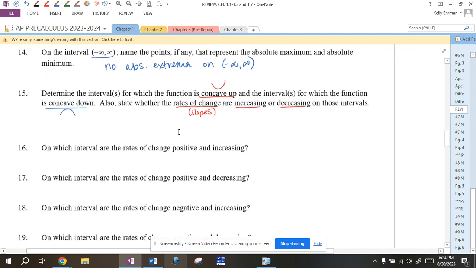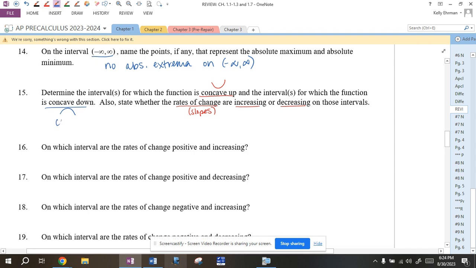So let's start there. Concave down on the interval negative infinity to, let's just say, point C. The turning point, the point of inflection, is not included in concavity. And then let's say concave up on C to infinity. Okay.